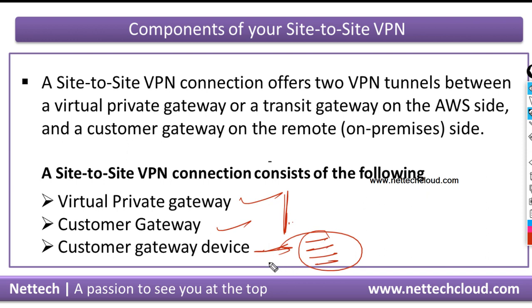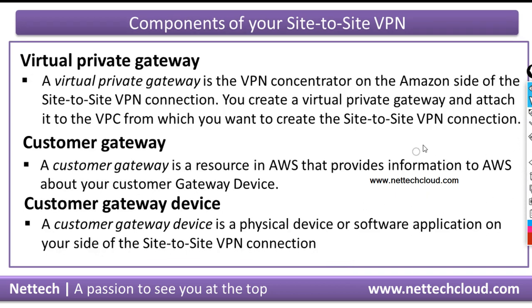So if, as a customer, I tell AWS that I am using a Checkpoint firewall, Palo Alto firewall, or Cisco ASA, the configuration file will be generated accordingly, right? That is why we need to specify. And in case the customer gateway is not listed, there is another option, which is generic. So we can select that. And I'm going to show you how to do all this.